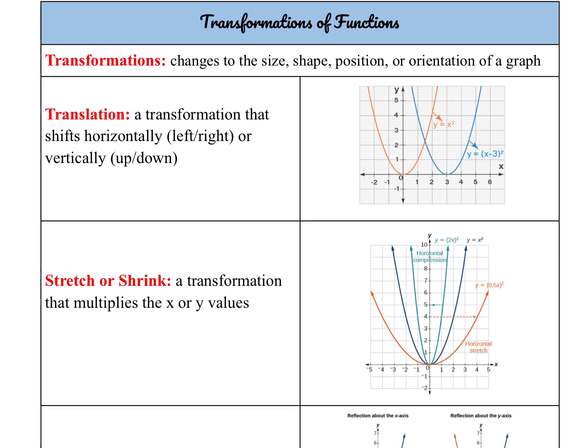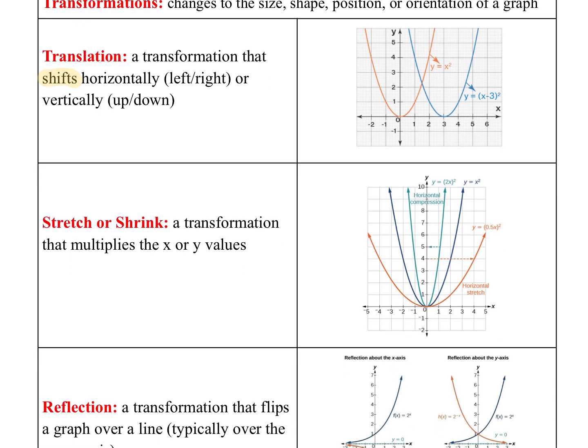The first type is called a translation, and it's a transformation that shifts your graph. So translation is really just a shift. And you can shift horizontally, which is left or right, or vertically, which is up or down. But in our class, we're going to use the word translation instead of shift. So we're going to try to use the formal math language for these transformations.